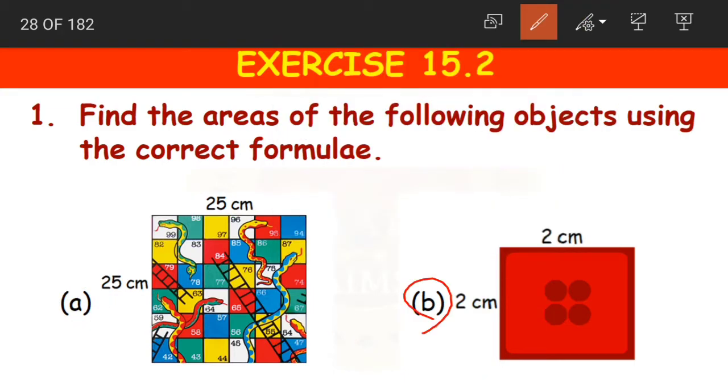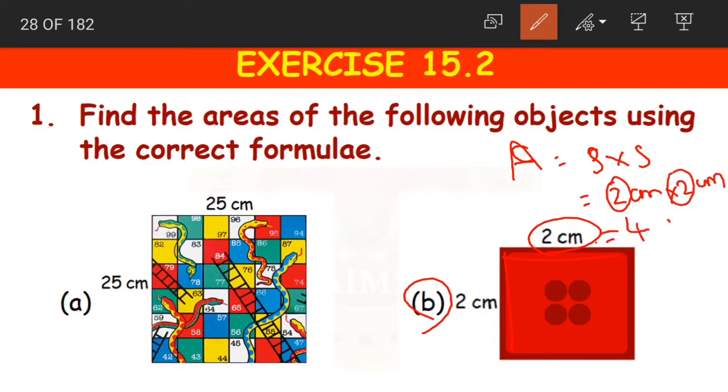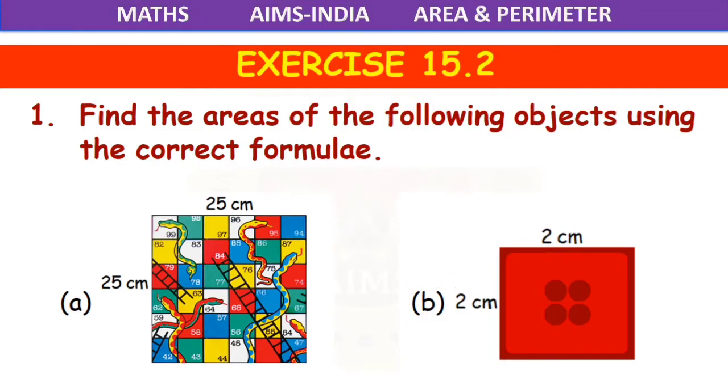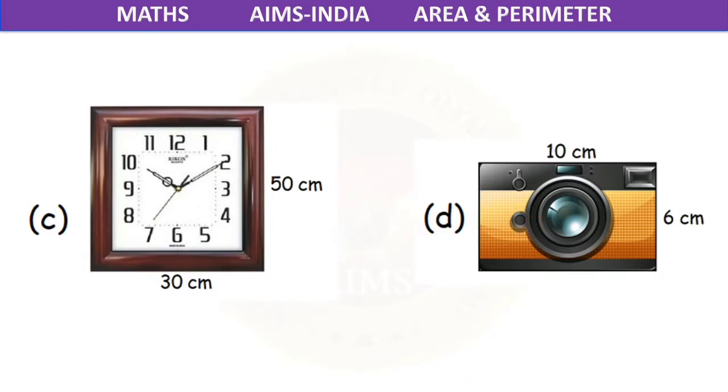Coming to question B, again this is also a square. The length of the side is 2 centimeters. So area is equal to s into s, that is 2 centimeters into 2 centimeters, which is 2 2s are 4 square centimeters. The unit becomes square centimeters. So the area for question B is 4 square centimeters. Is this clear, children?